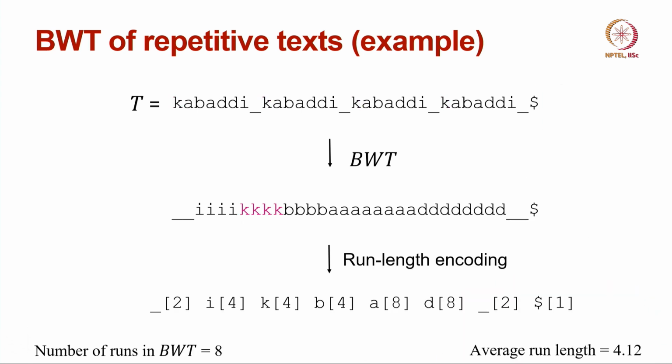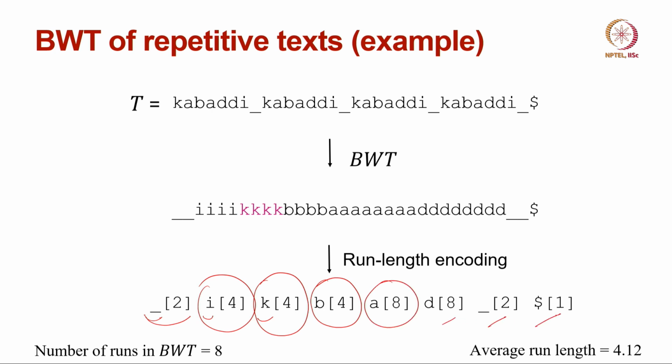So, this again I can represent using run length encoding. For example, I can say that the underscore symbol occurs 2 times, the I symbol occurs 4 times, the k symbol occurs 4 times, and so on. In fact, in the terminology I can say that this is one run of the Burrows-Wheeler transform, this is the second run, this is the third run of character k, similarly this is the fourth run of character b, the fifth run of character a, sixth, seventh and eighth run.